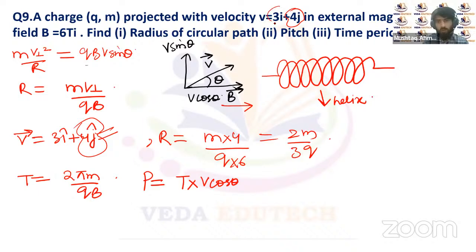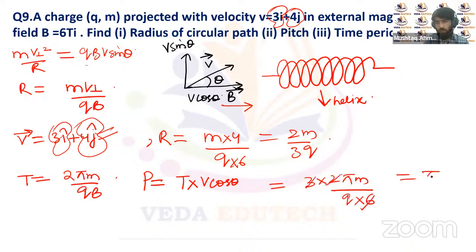Now the horizontal component of this velocity is given as 3 i cap. So the pitch of this particle will be 3 times the time period, that is 2 pi m upon q into B. The value of B here is given as 6 Tesla, so 6 and 6 will cancel. So pi m upon q will be the pitch of this particle. So the pitch of this helix is pi m by q.